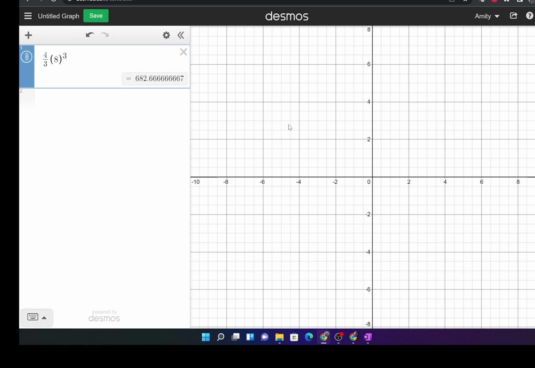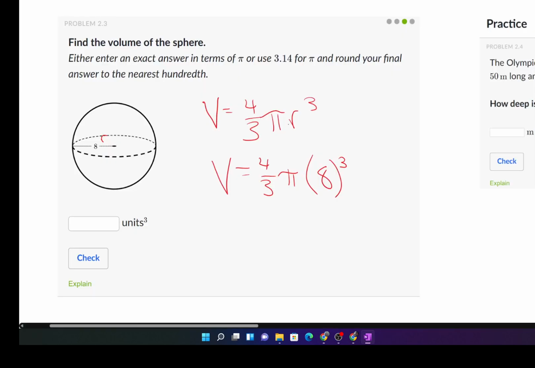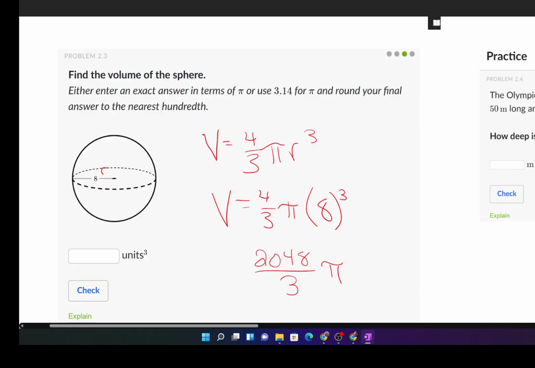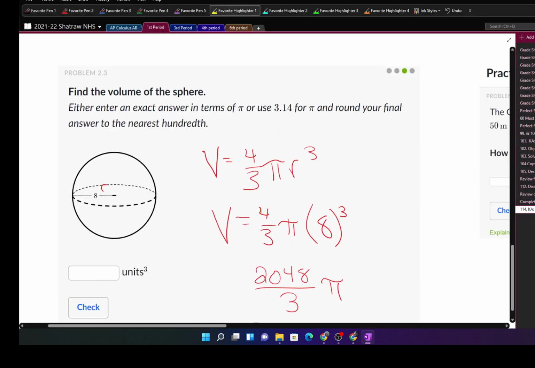And ooh, well, you know what? I don't even want to do that now. I want to leave my answer exact. So 4 times 8 times... 2048. 2048 thirds pi is what I'm going to do. Notice how I just typed in the numerators because I wanted my answer to stay exact. So I found out what that number was on Desmos and I left it divided by 3.